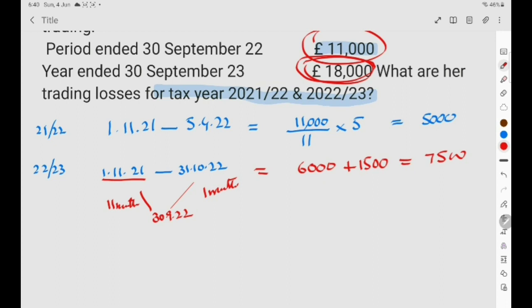So this is the question. They have given us two consecutive losses in the accounting period. So we have to identify what is to be recorded as loss in the first and second tax year.